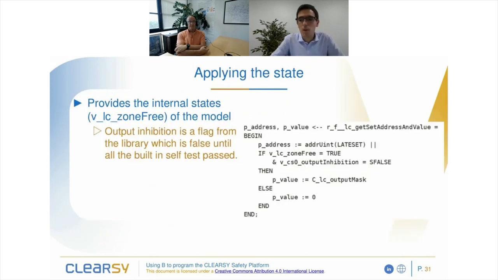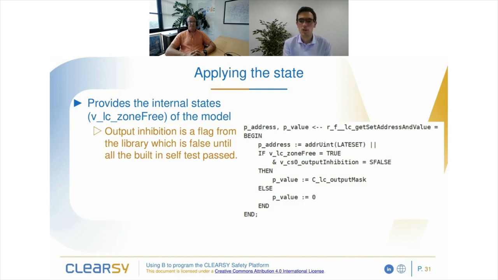And finally, we apply the state, so it's the getter we see in the interrupt service routine of the timer. So it's simply a getter which returns the address and the mask of the register of the pins and the value we want to apply on the pin. And what is interesting to notice here is that we will return an on state on the pin only if the zone is free, so it's what we expect, but also if inhibition is false.